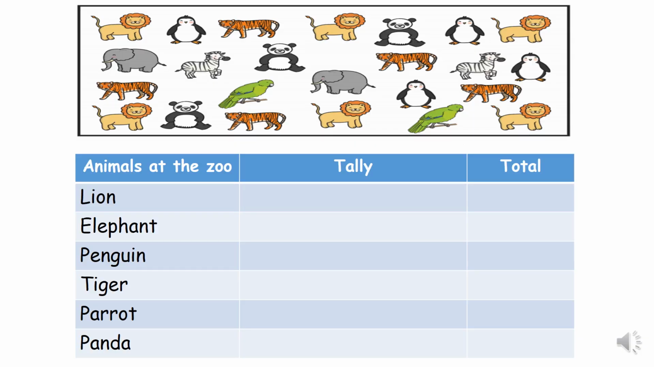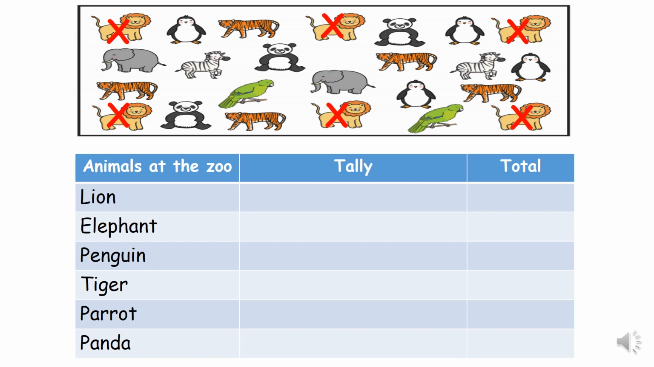So you're going to help me now, Year 2, to make our tally chart. So here is a picture of animals at the zoo. And we're going to complete the tally chart together. So we're going to count our animals one by one to see how many we have. Let's start with the lions. You can count with me. 1, 2, 3, 4, 5, 6. That's a lot of lions.